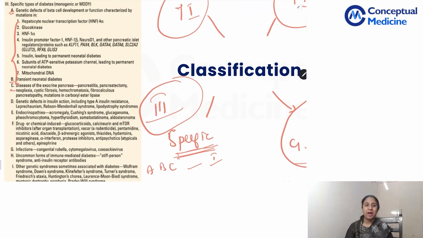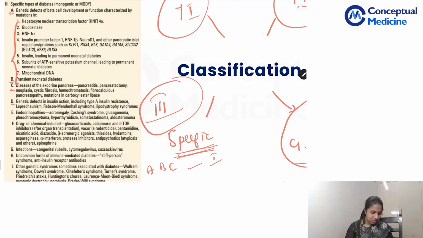And 3C is pancreatic diabetes. So any pancreatic diabetes, be it autoimmune destruction, only exocrine and endocrine, or be it infection related, be it environmental toxin related, be it fibrocalculous pancreatitis, be it cystic fibrosis related pancreatitis, or any trauma and trauma induced pancreatitis also. If there is a problem in the pancreas, it is 3C.